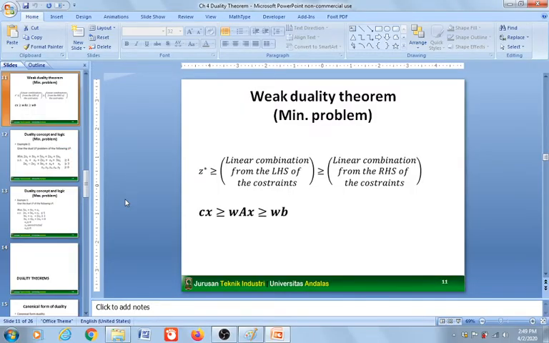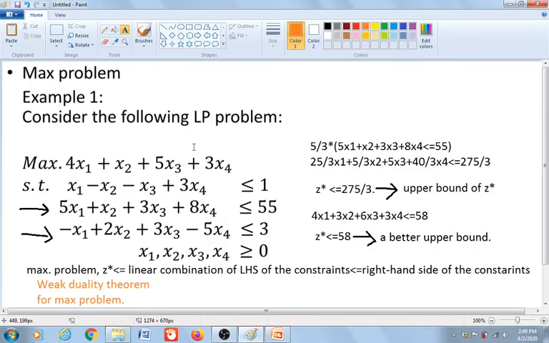Now I'm gonna come back to the problem that we have over here. So what I'm doing here is that I just multiply the second constraint by 5 over 3, and then I just add constraint number 2 and constraint number 3. So I am not doing this in a structured way. So now let's do this in a structured way.